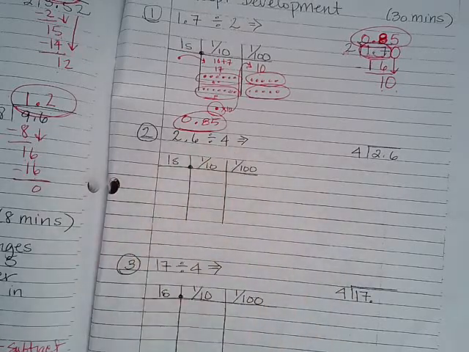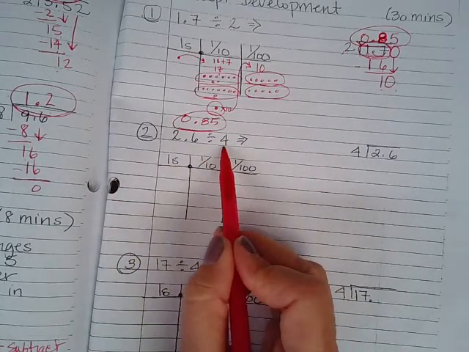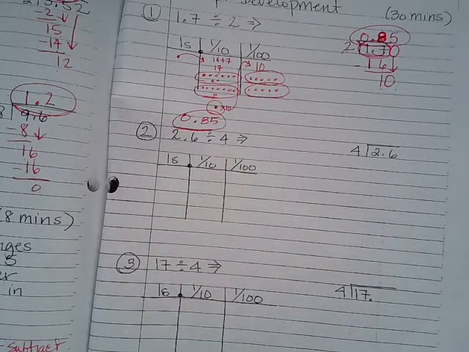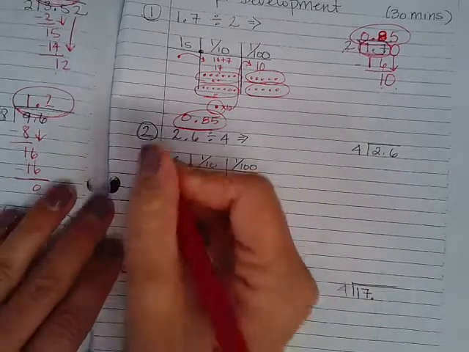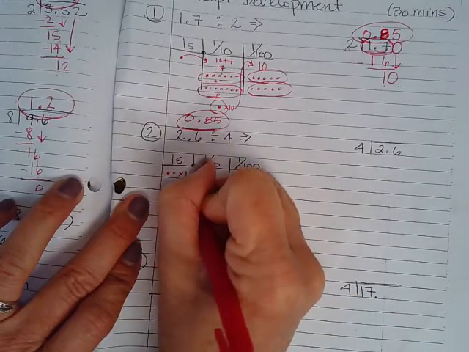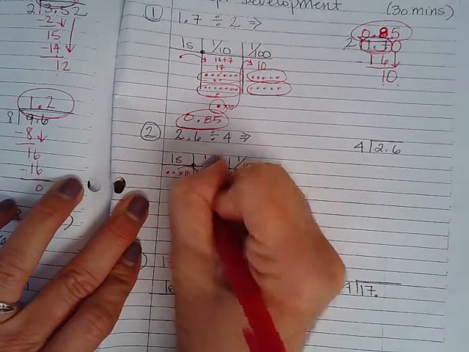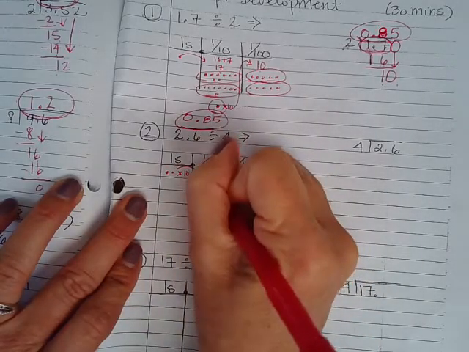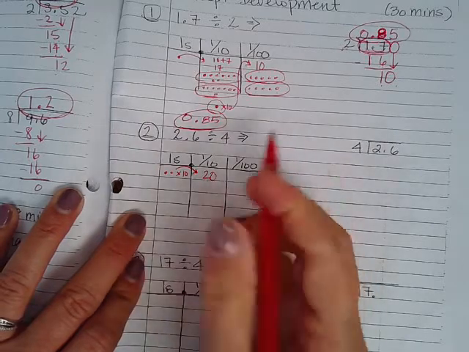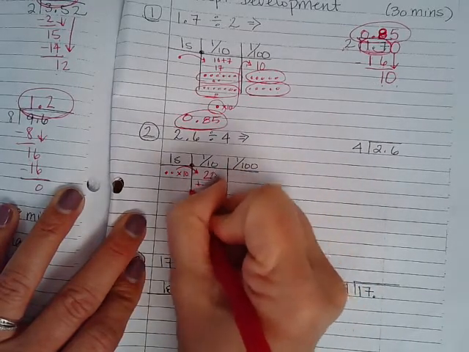Now, problem 2. 2.6 divided by 4. So now I have 2, and I have to divide 2 up into 4 equal groups. Well, that's not going to work. So now I have to take my 2, multiply it by 10, and add that over here. I'm going to end up with 20. 20 plus 6 becomes 26.